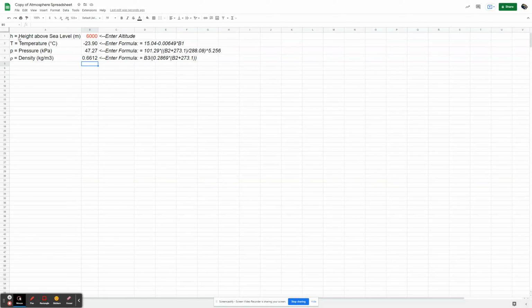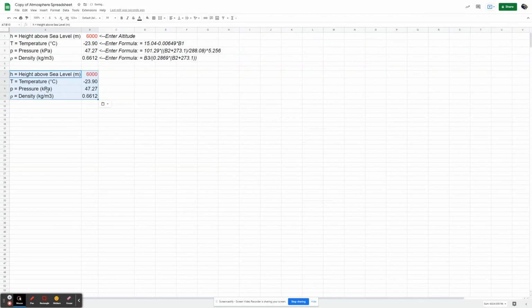So what I'm going to do is copy this stuff. I just clicked up here and dragged to select this block of cells. I'm going to hit Control C for copy, go down here to row 7 and then paste, Control V. And then in the row above, I'm going to put problem 1.